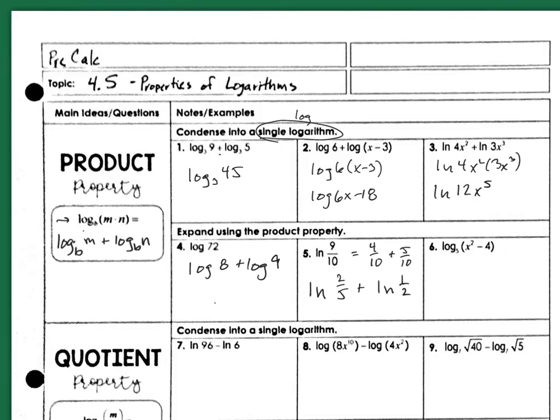Now for this one, you do have to factor, and you will have some factoring, of course, because that never goes away. So that's how you factor that one. So this is going to be the log base 5 of x plus 2 plus the log base 5 of x minus 2. So that's the product property.